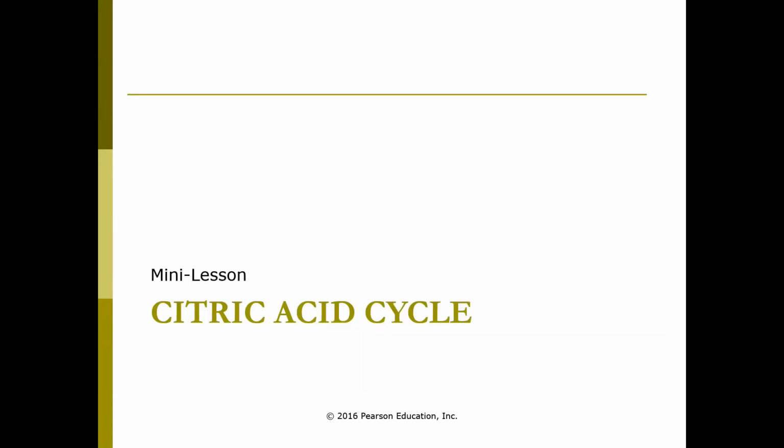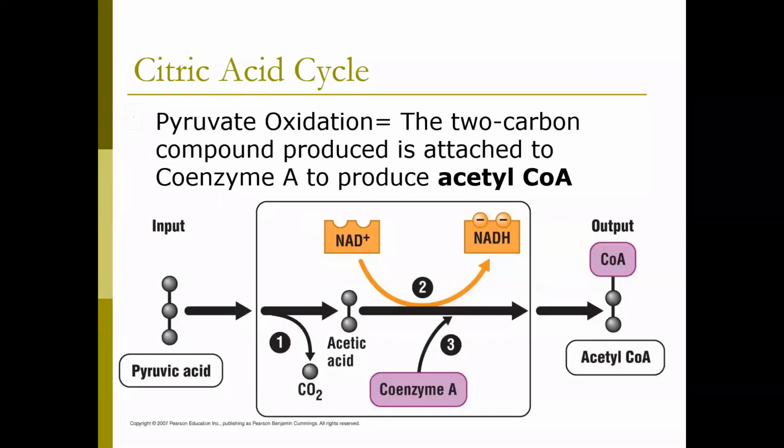Okay, so this mini lesson is going to take the products of glycolysis and go through pyruvate oxidation and the citric acid cycle. Now the pyruvate, the product of our glycolysis reaction, is going to enter the mitochondrion of the cell. But in order for it to be used in the citric acid cycle, it needs to undergo oxidation. So we have something called pyruvate oxidation take place.